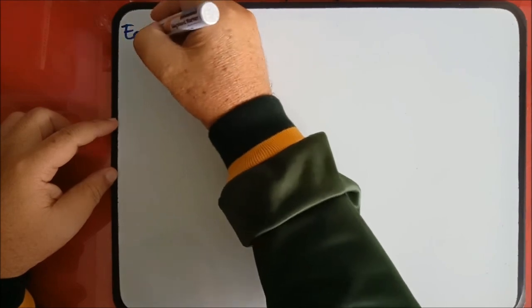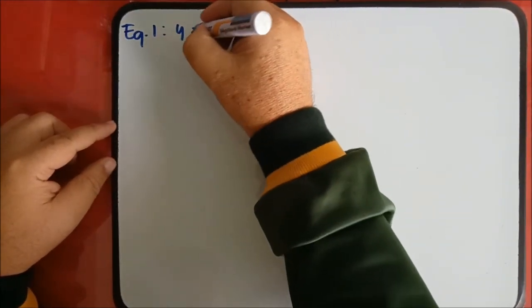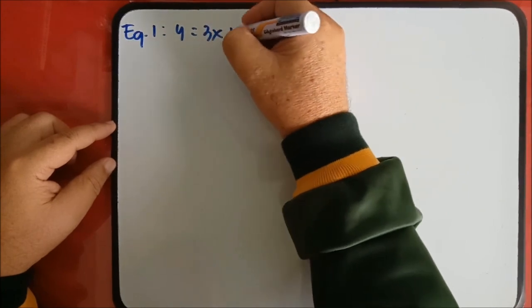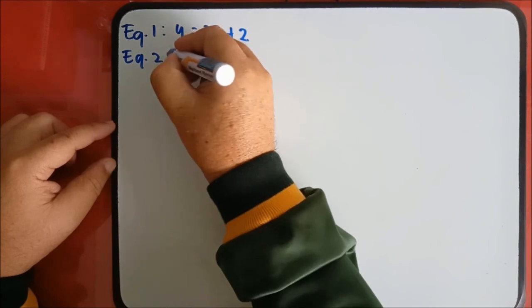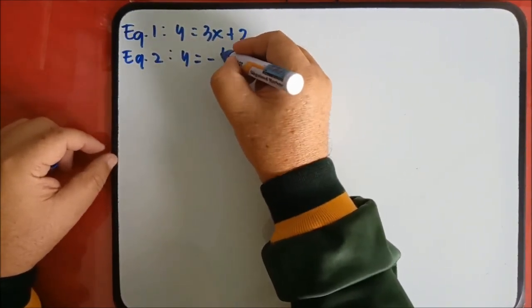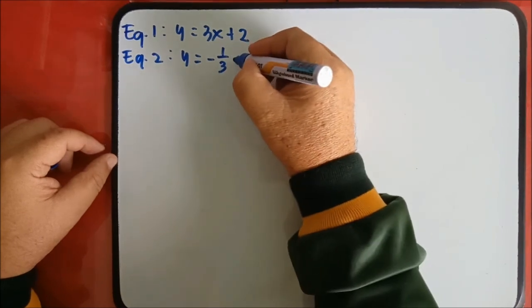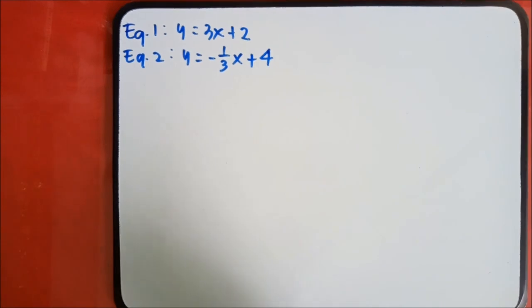Equation 1 is y is equal to 3x plus 2. And equation 2 is y is equal to negative 1/3 x plus 4. Okay.